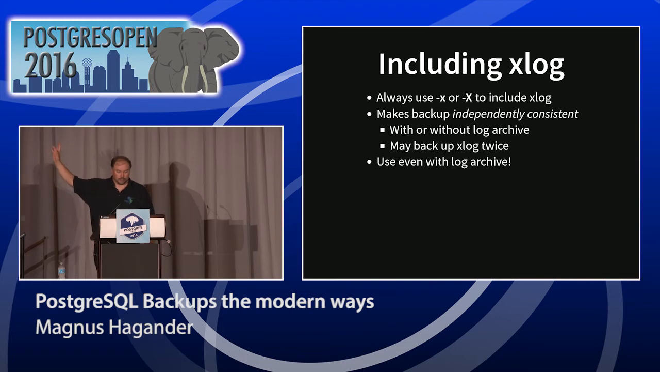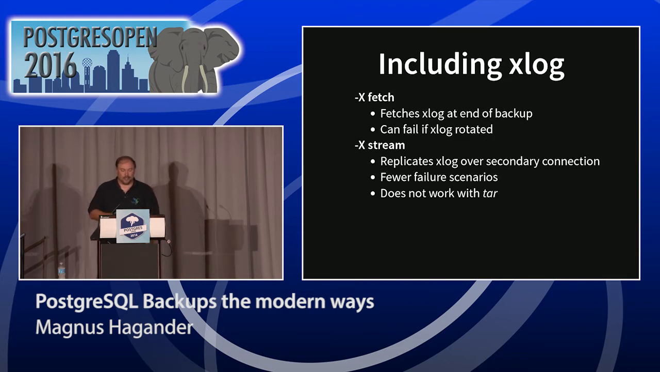Now, to do this, there are two ways of doing it. You can use lower or uppercase X, which is the classic. We implemented lowercase x and then realized we needed to make it two options, so we then implemented uppercase X. We can include the xlog in two different ways. We can use what we call fetch mode and stream mode. Fetch mode is also the one you get if you use lowercase x, because that's the original implementation.